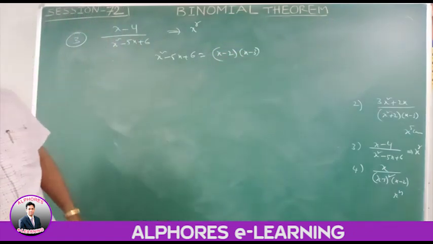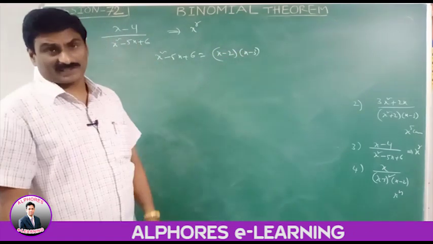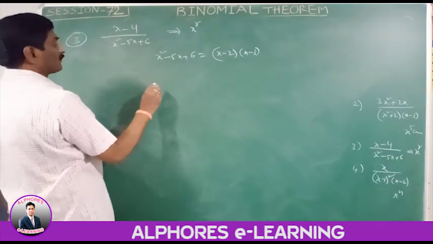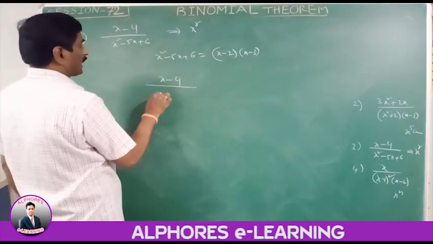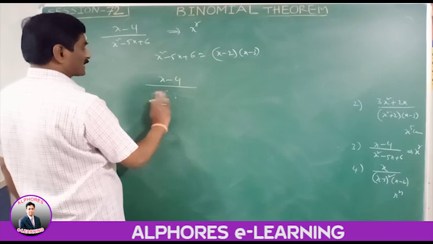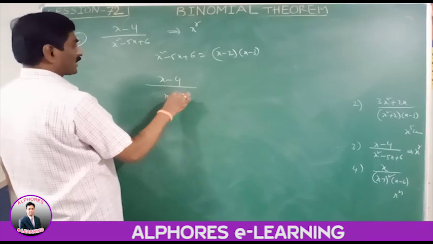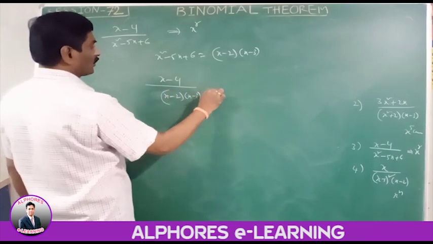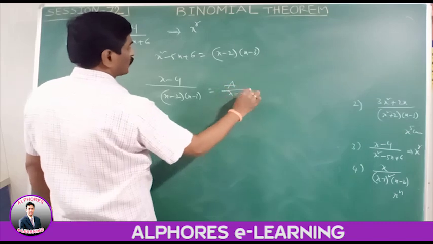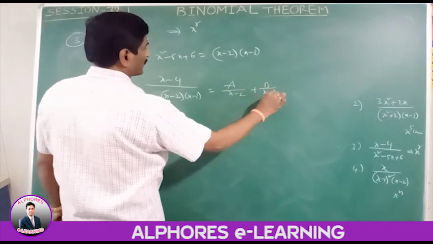So, the denominator contains repeated linear factors. What are the partial fractions of this value? Put (x minus 4) by (x squared minus 5x plus 6), which is nothing but (x minus 2) into (x minus 3), equal to a by (x minus 2) plus b by (x minus 3).